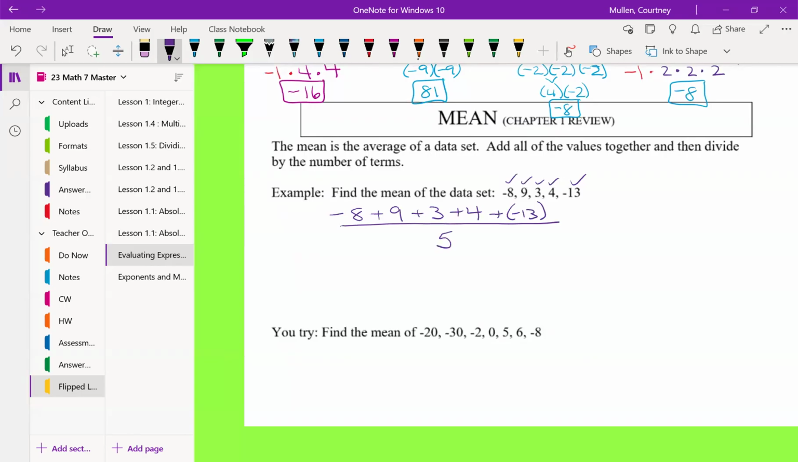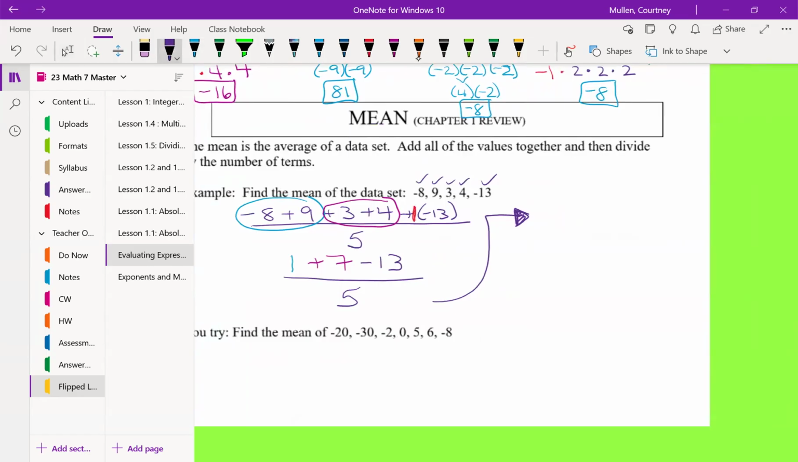Now I'm going to simplify. So maybe I'll take 2 at a time. So we have negative 8 plus 9, different sign, subtract, keep the sign of the higher number. So we have 1. Maybe I'll take these 2 next. 3 plus 4, same sign, add and keep the sign. And I know I have a double sign over here. So that positive times a negative should be a negative 13. I'm going to bring down my 5.